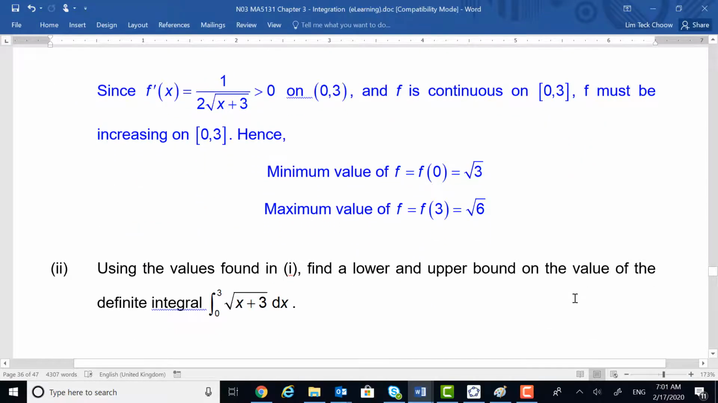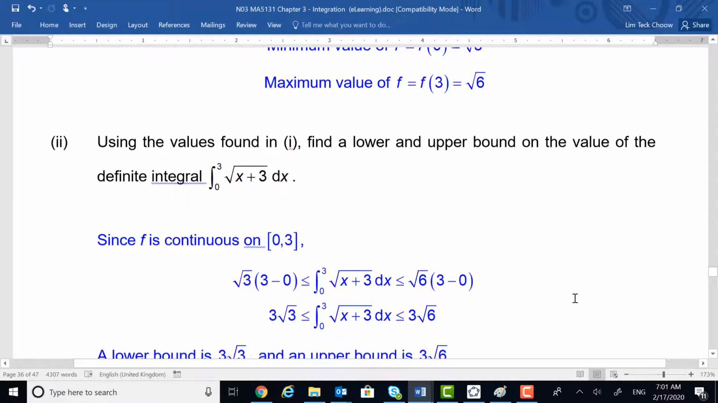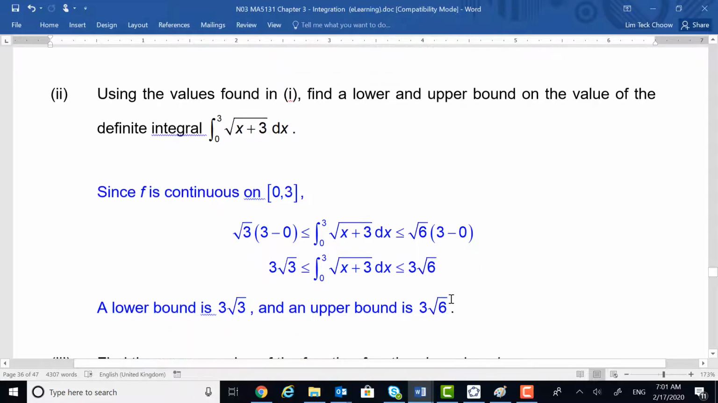Next, you're asked to find the lower and upper bound of this integral. The integral is bounded below by the absolute minimum times the interval. Remember the so-called small rectangle, and this is actually the bigger rectangle, by taking the absolute maximum times the interval. So now you get the lower bound and then the upper bound.